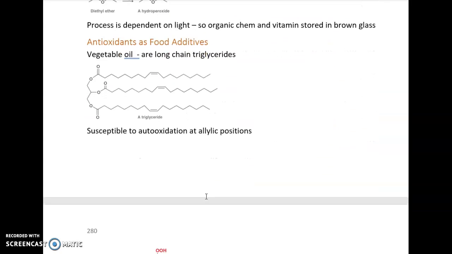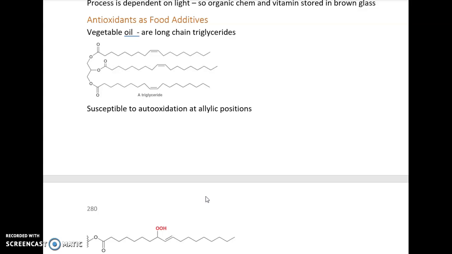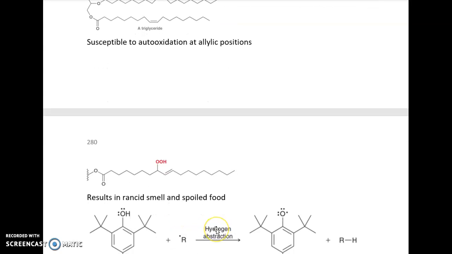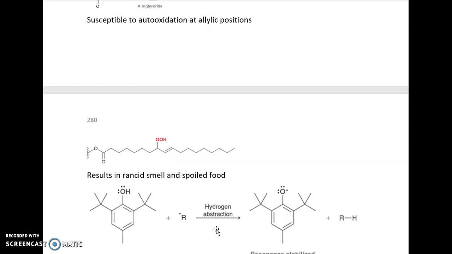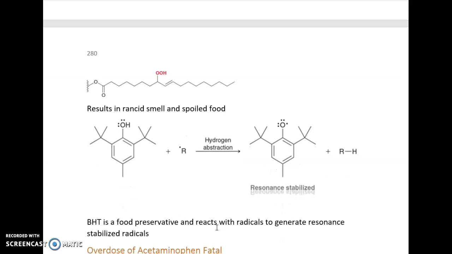Another place we see oxidation is in vegetable oil. Vegetable oils are, of course, long-chain triglycerides, and they're susceptible to autooxidation at the allylic position. So this is our double bond, so that here and possibly here, it would be subject to autooxidation. This will give a rancid smell and spoils the food, so you can't eat it. And we fight this with BHT, which is this molecule right here.